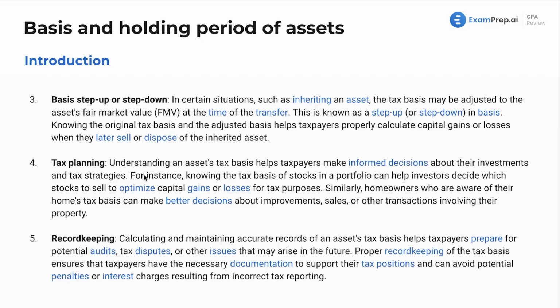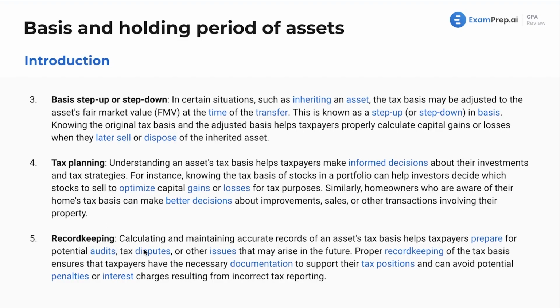Tax planning. Knowing your tax basis of an asset helps a taxpayer make informed decisions about their investments and tax strategies. You plug this into a tax simulation calculator, and it helps you figure out what you should be doing in the current year and in the future. Knowing this can help you decide which stocks to sell in order to optimize capital gains and losses. So it's very important for tax planning, but again, that's not something we'll be tested on, just for your understanding.